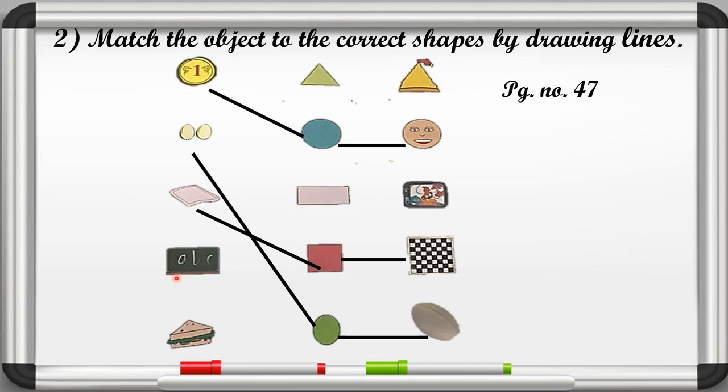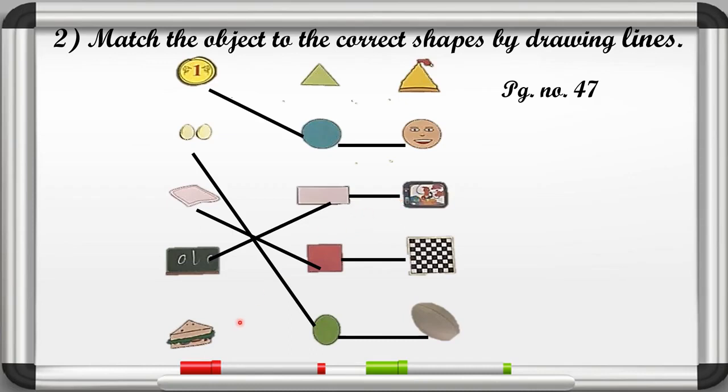Now the next one is blackboard. And what is the shape of a blackboard? That is of rectangle shape. So here we will match it with this rectangle like this, and with the help of this rectangle we can make the drawing of a TV. So we will match it with this like this.